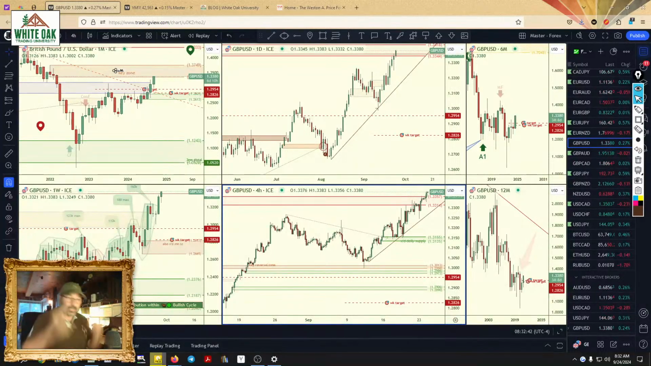We collect data from the CFTC reports. We look at retail sentiment. We draw our institutional supply and demand areas. So we're essentially locating buying and selling from the big institutions on all the major time frames. We're looking at, for instance, monthly, weekly, daily, 4-hour. Those are our main time frames for the buying and selling of the institutions.